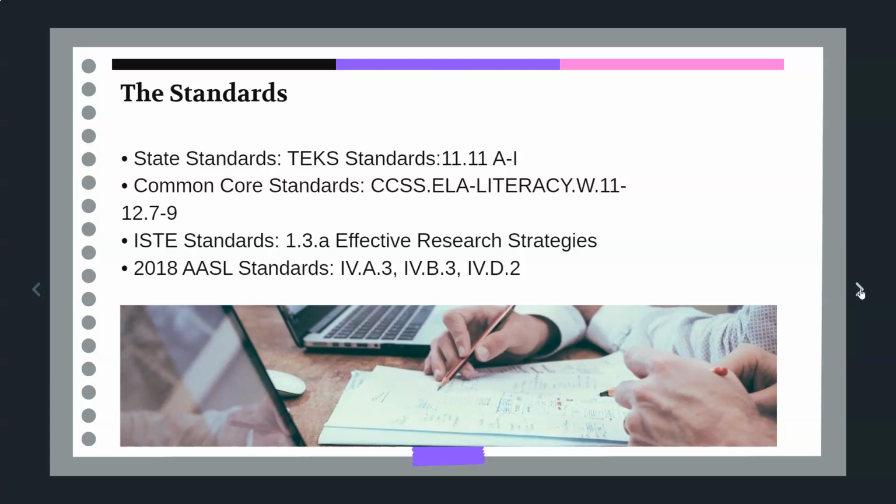And then as far as the AASL standards, excuse me, we are going over A3, B3, and D3, and all of those are just making sure that you are making the right choices as far as your information, assessing the validity and the accuracy of the information, and then also working together to put together your project. So those are the standards that we are covering today.